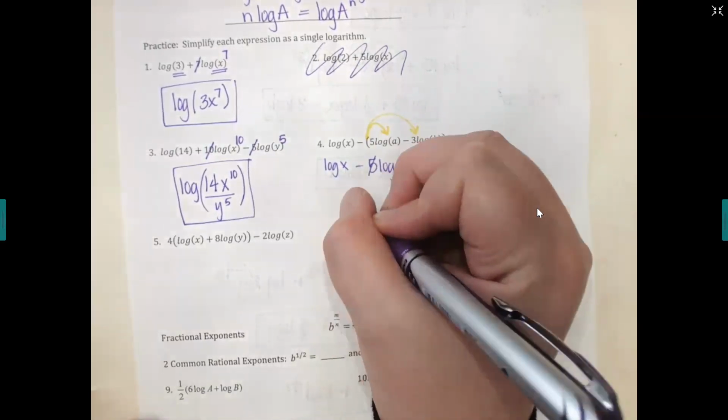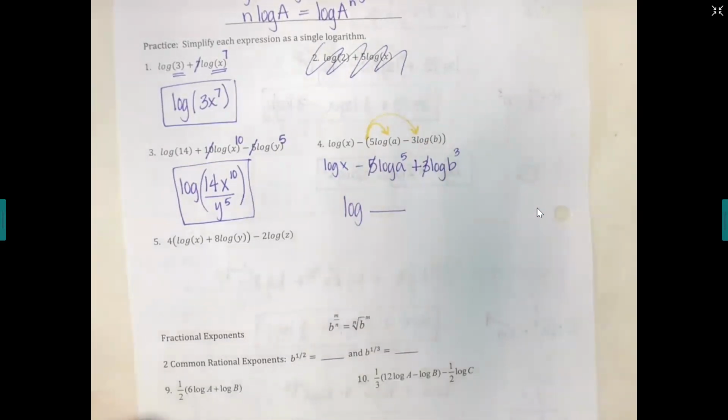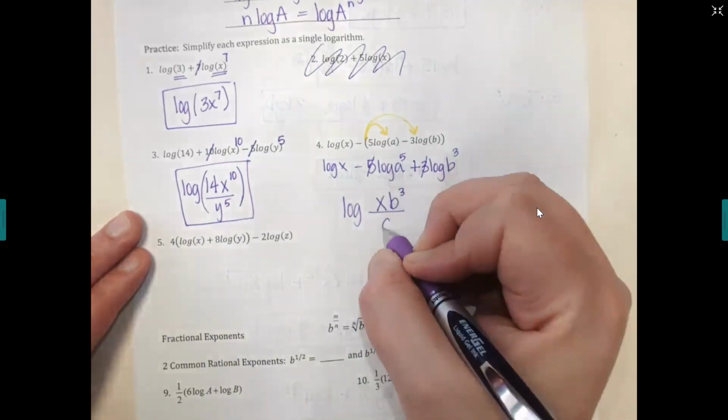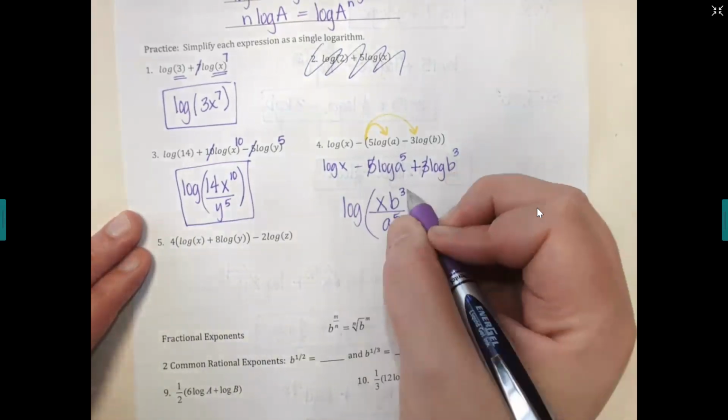And then when I condense them back into the same log, where is the x going to go, top or bottom? Where is the a5 going to go? Bottom, because it has a what in front? A minus. And where's the b going to go? Top. Okay, because it ended up being a plus. So you'd have an xb3 over an a5.